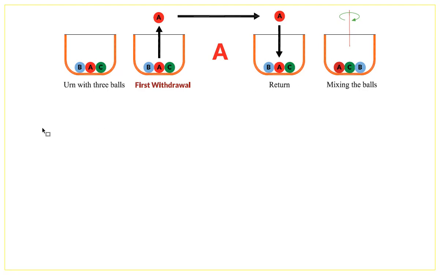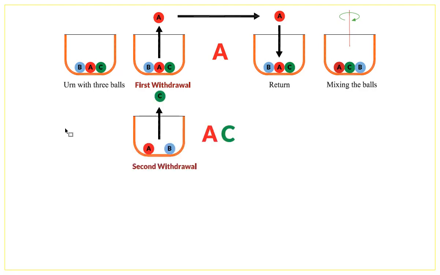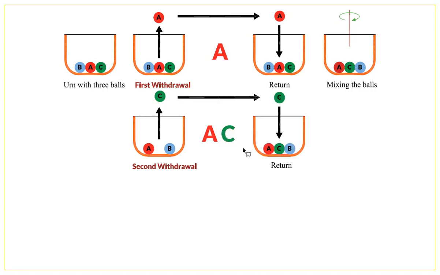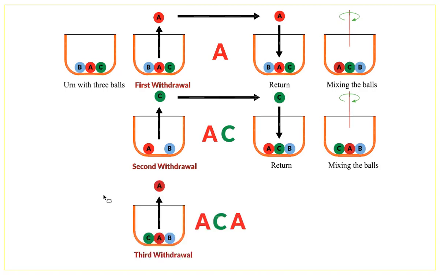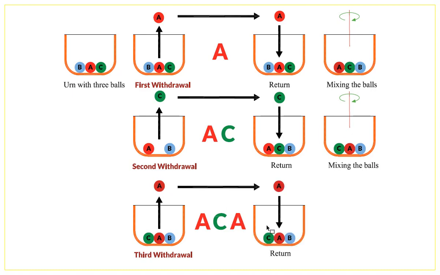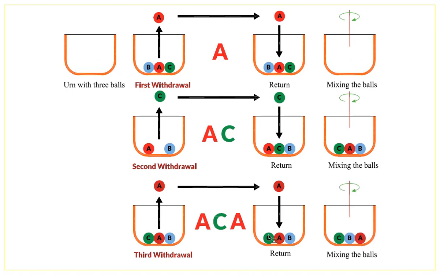So let's move to the second withdrawal. We withdraw ball C and we write it here as ball C. We return it to the urn and we mix the container again. Now the third withdrawal, we are withdrawing ball A and writing it down, and we are returning it to the container or the urn and mixing the balls again. So here we have the first, second and third withdrawals. Finally, we obtain the sequence ACA.